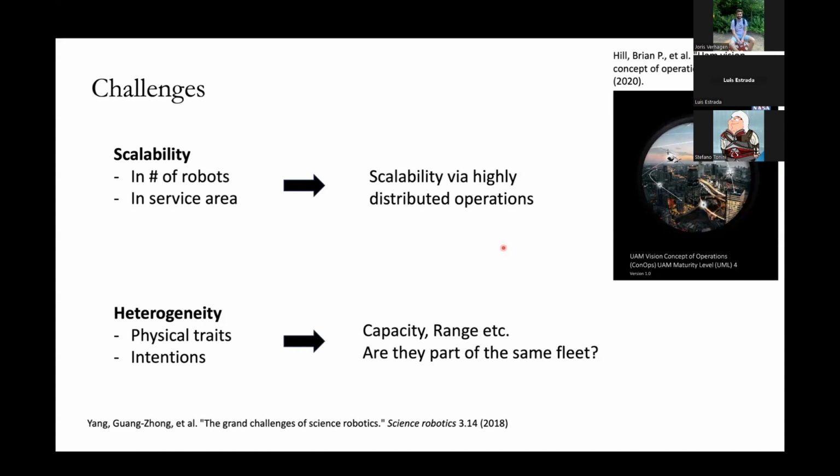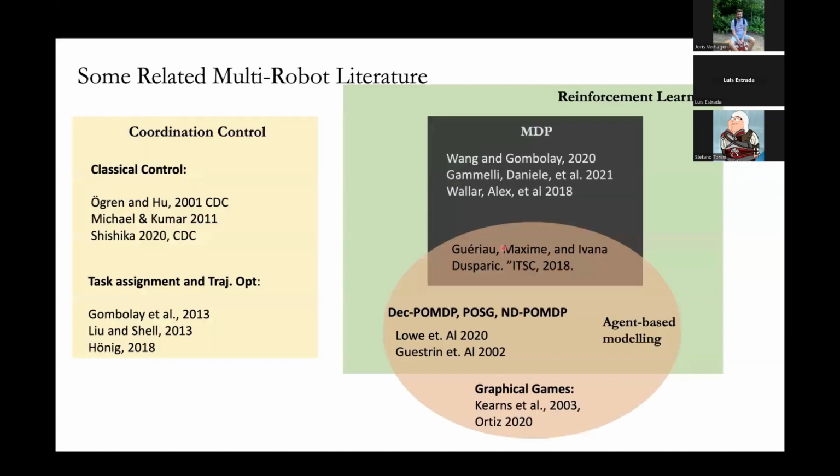And the other problem that I want to address in this talk is the problem of heterogeneity. The heterogeneity, I think, can arise from two factors. First one is the physical traits, easy to imagine. You can have heterogeneity in the capacity, range, etc. And the second is heterogeneity in intentions. That is, do all the robots that I share my space with belong to the same fleet? So all of us serving the same reward function or same utility? Or do we belong to different fleets that compete with each other? So these are the heterogeneity in intentions.